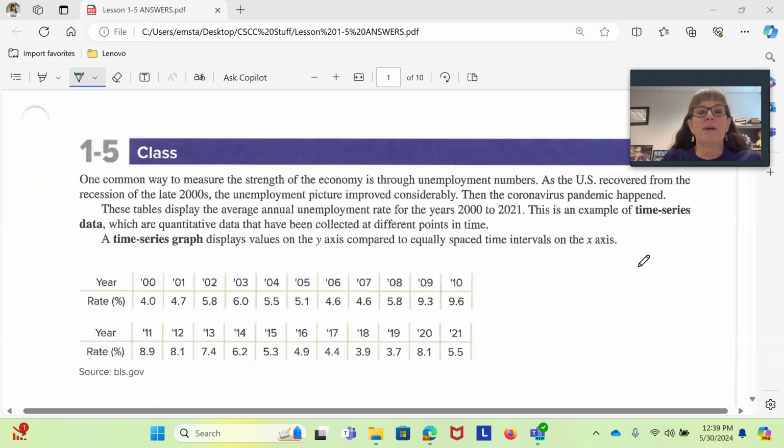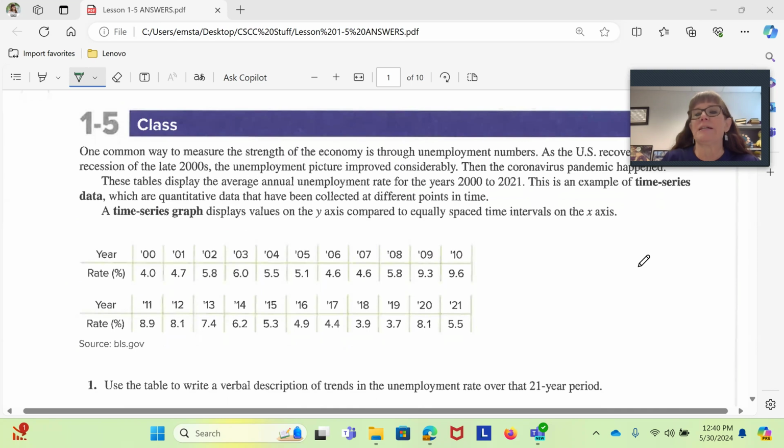It says one common way to measure the strength of the economy is through unemployment numbers. As the U.S. recovered from the recession of the late 2000s, the unemployment picture improved considerably. Then the coronavirus pandemic happened. These tables display the average annual unemployment rates for the years 2000 to 2021. This is an example of time series data, which are quantitative data that have been collected at different points in time. A time series graph displays values on the y-axis compared to equally spaced time intervals on the x-axis.